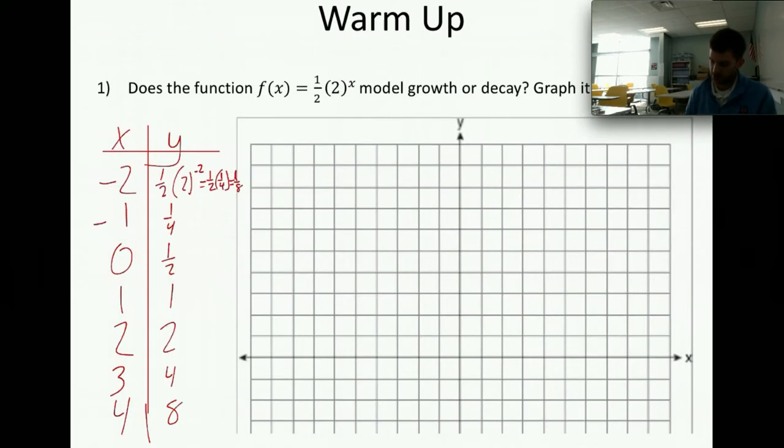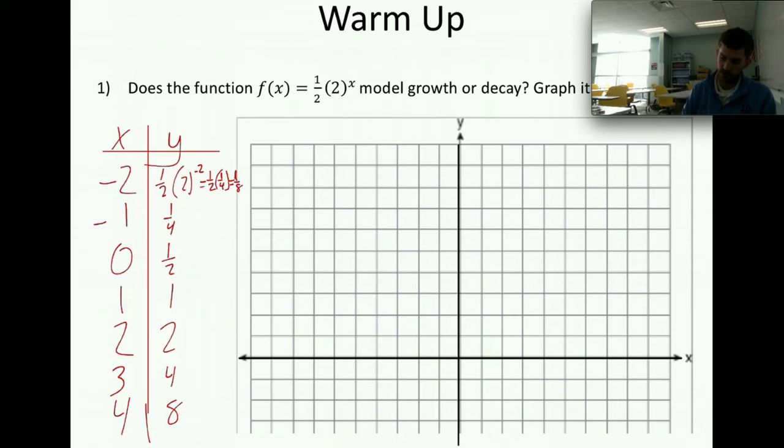Graphing these, -2, 1/2. On this graph right now, it's kind of hard to see the x-axis, so let me darken it a little bit. Actually, let me make it a thicker line. This is a little easier to see. There's the x-axis, there's the y-axis. Okay, so with that in mind, we're going to plot these points.